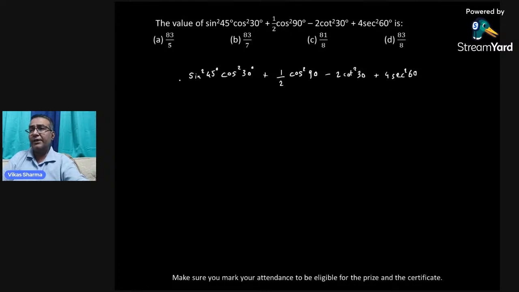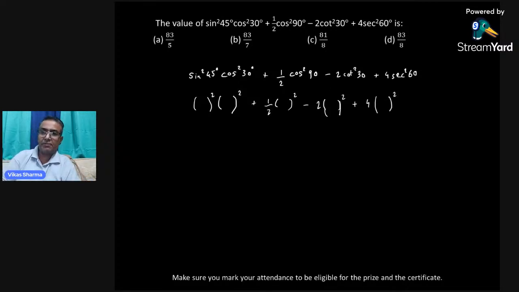Okay, so I won't write the values as yet, but sine 45 will be something, it will be the square of that, times cos 30 will be something, it will be the square of that, plus half times cos 90 will be something, it is going to be the square of that, minus 2 cot 30 is going to be something, it is going to be the square of that, plus 4 times secant 60 is going to be something, so it's going to be the square of that. Now just substitute the values and find out what the correct answer should be.